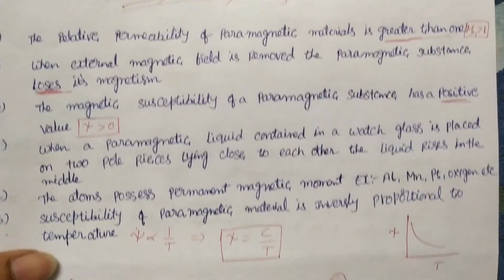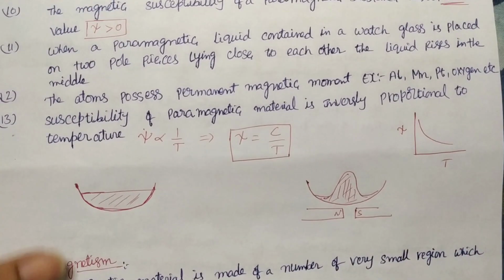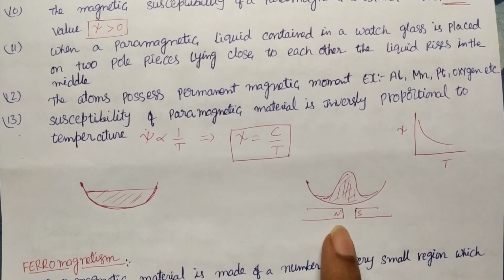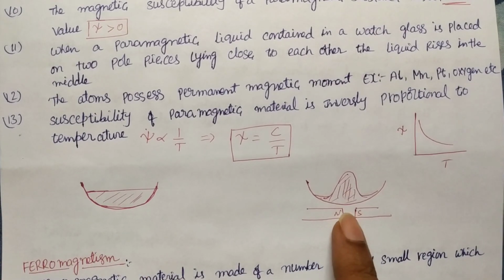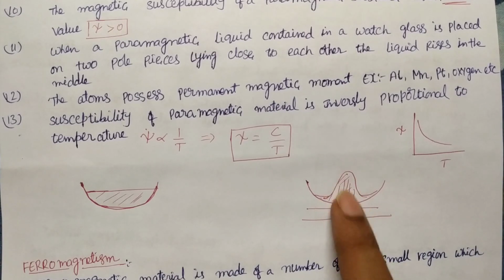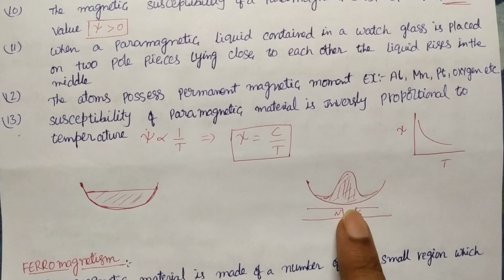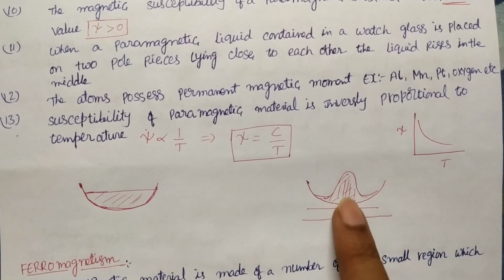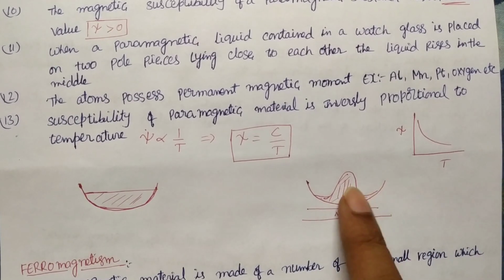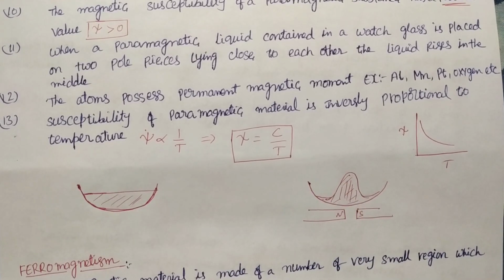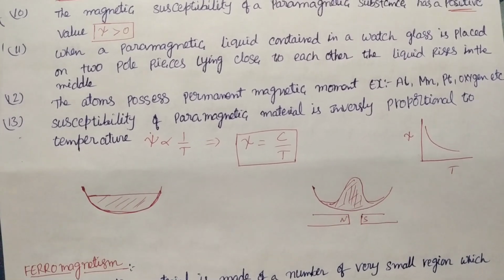And you see the liquid case here. If you take a paramagnetic liquid in a watch glass and bring the magnetic poles nearer to it, what happens? The liquid rises at the center, because the magnetic field at the center, at this point, is more. So all the material comes to that point. Accumulation takes place.